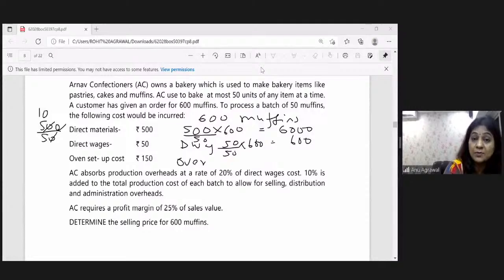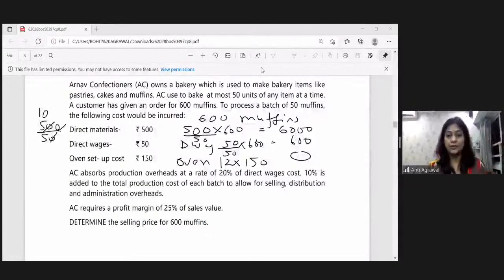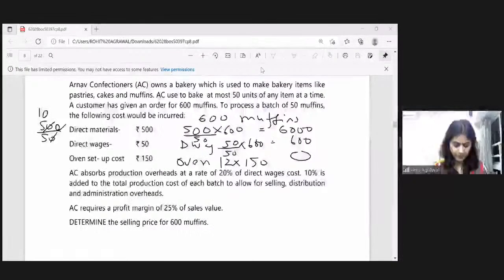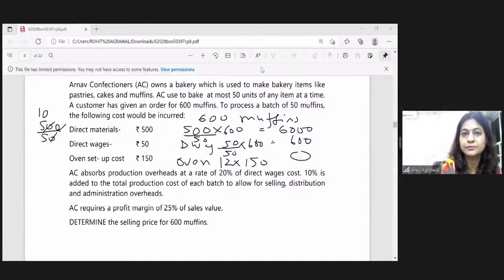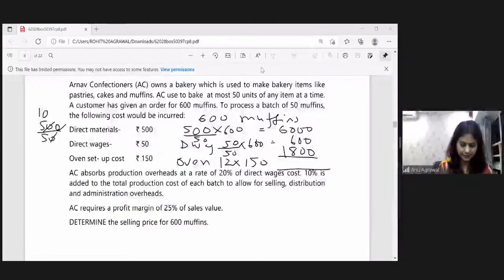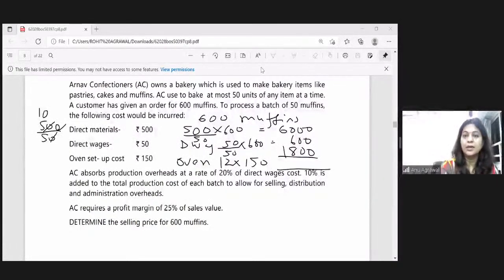Our setup cost will be how much? 12 times I need to set up into 150. So 12 into 150 is how much? 1,800. So what is my total cost? It is 6,000 plus 600 plus 1,800, 8,400.